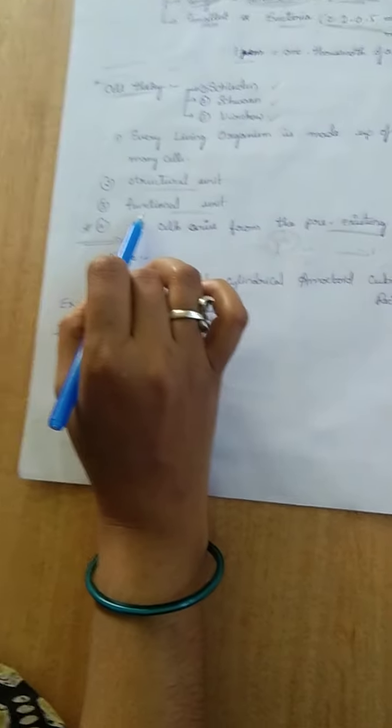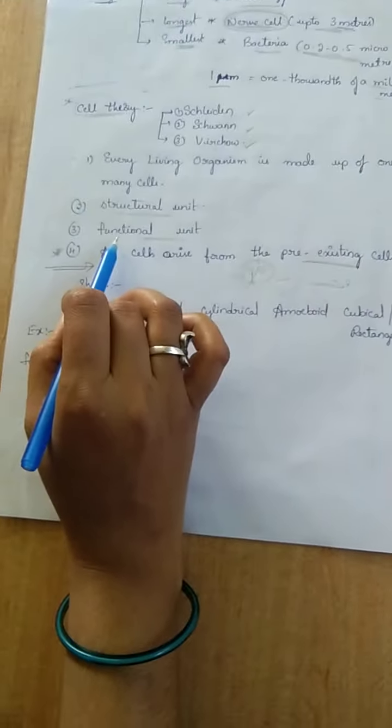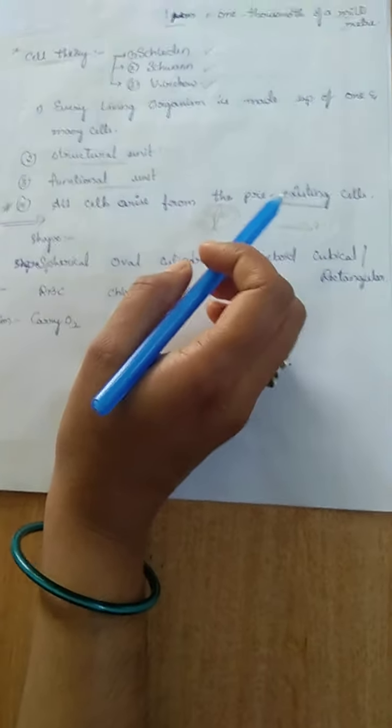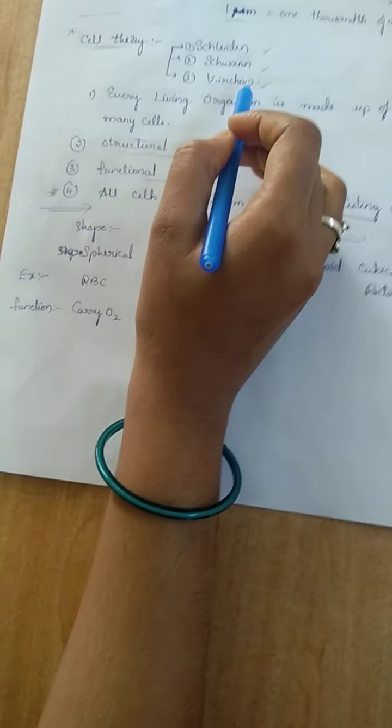Every living organism is made up of one or many cells, and the cell is a structural unit, and a functional unit, and all cells arise from pre-existing cells. This cell theory was said by Schleiden, Schwann and Virchow.